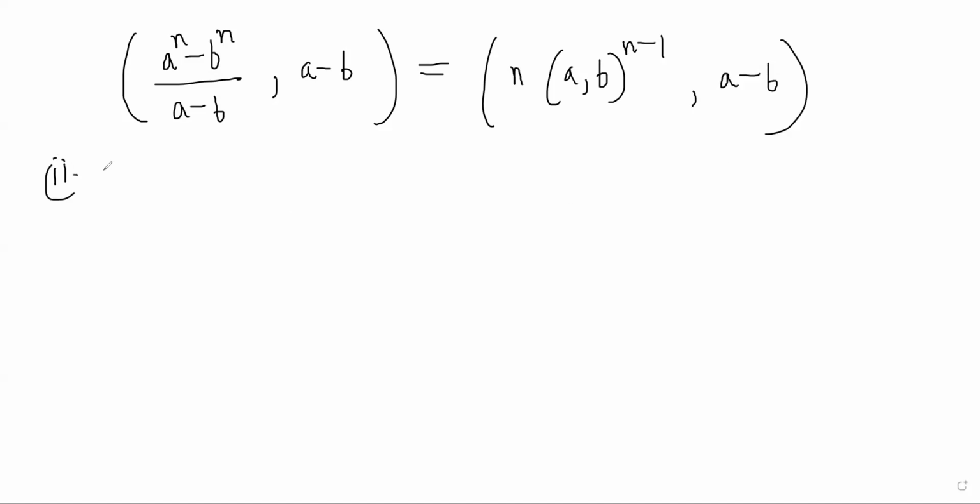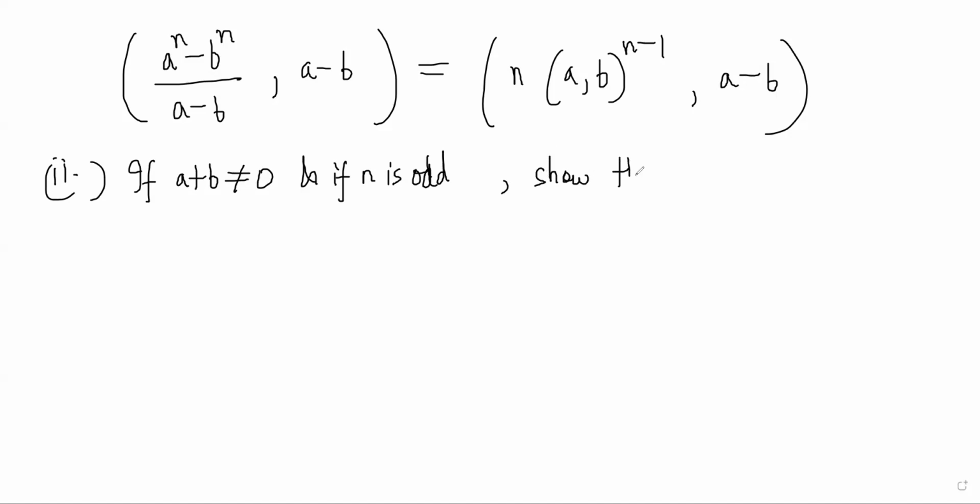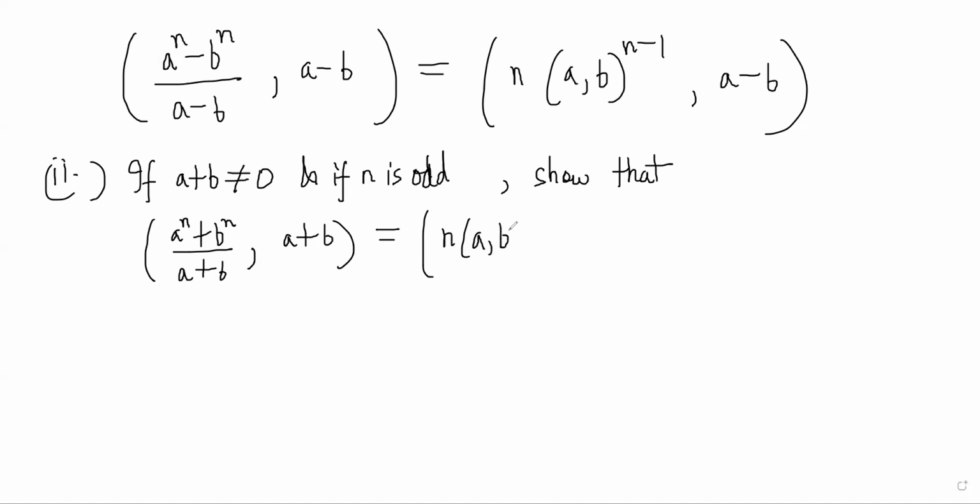The second part of the problem is asking us that if A plus B is not equal to 0 and if n is odd, show that the GCD of (A power n plus B power n) by (A plus B) with A plus B is equal to n times GCD of A and B power n minus 1 and A plus B.